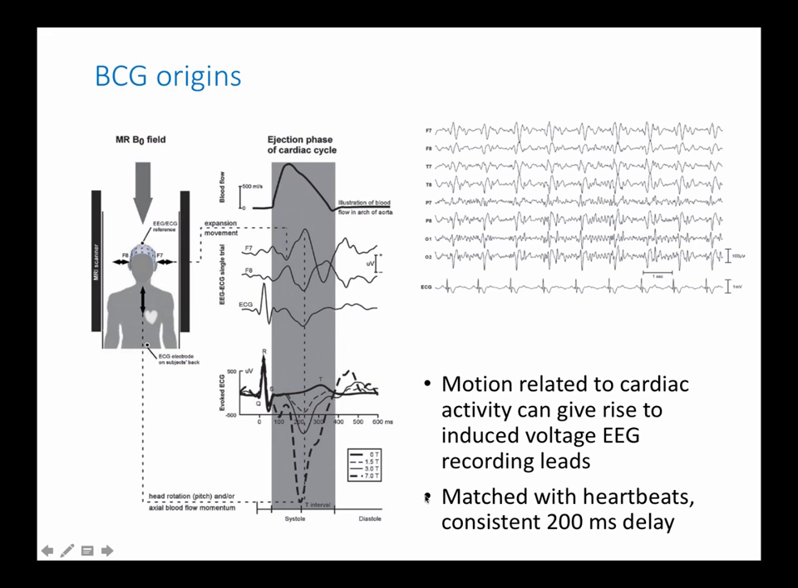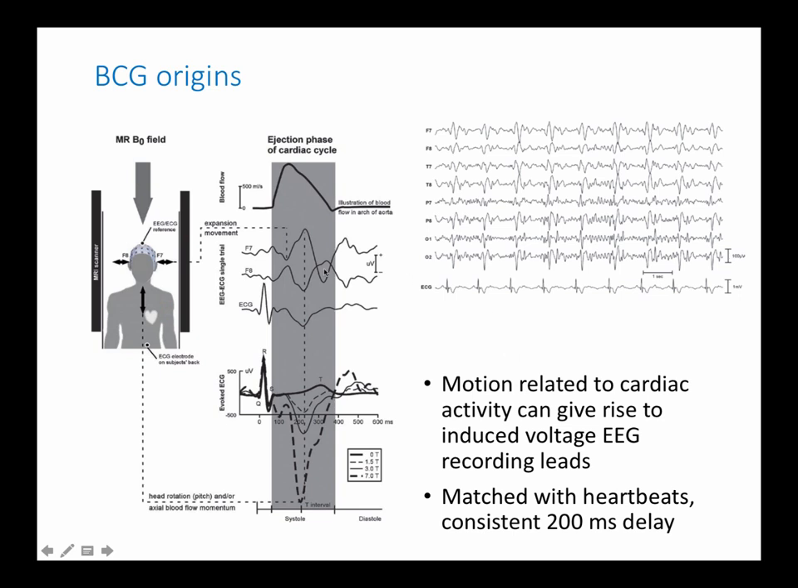So now that we can do a pretty good job at removing the gradient artifacts, what about the BCG artifacts, or ballistocardiographic artifacts? These artifacts are very repeatable. They have a particular pattern. You can see here, these are each of the heartbeats, and it gives you basically a repeatable squiggle for each of them. And they basically come from motion that's related to cardiac activity.